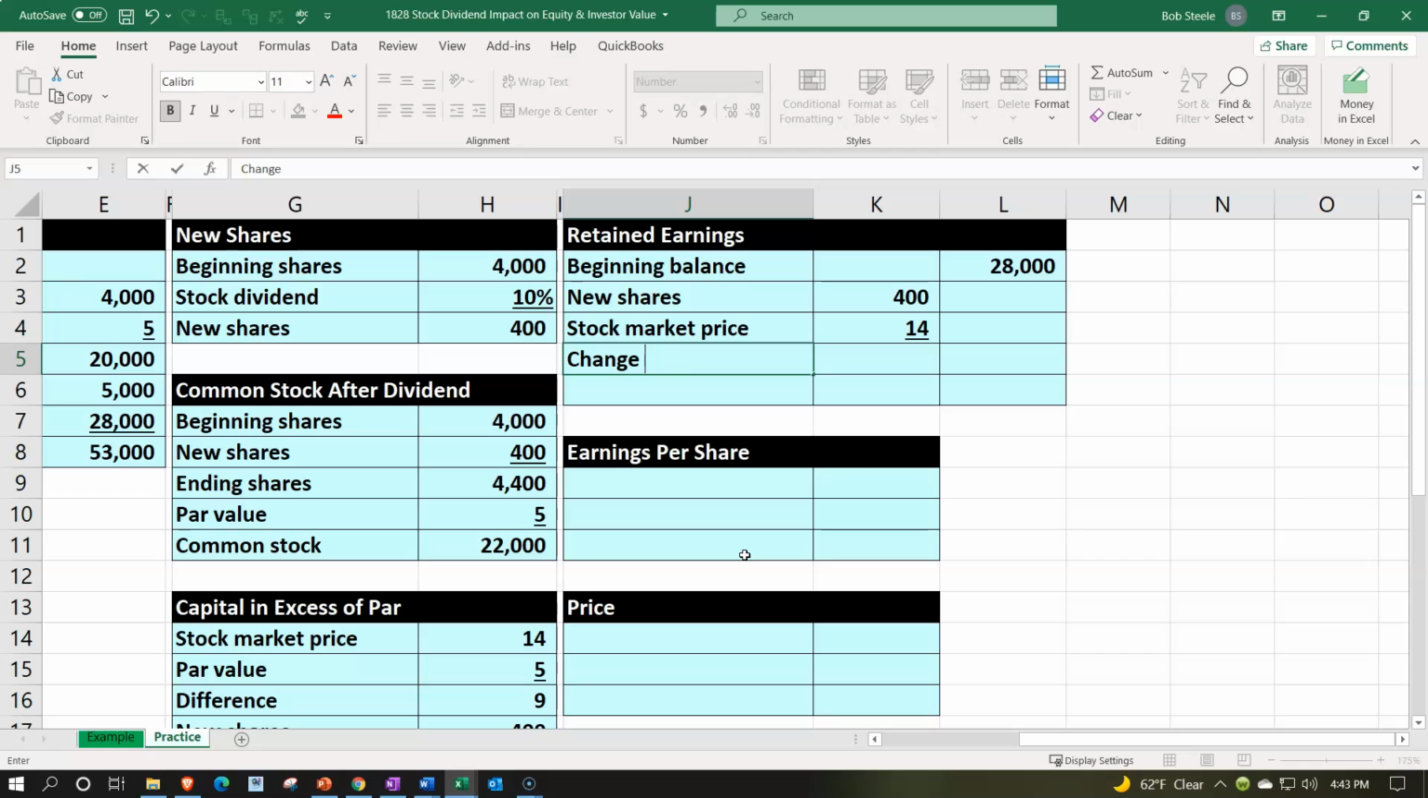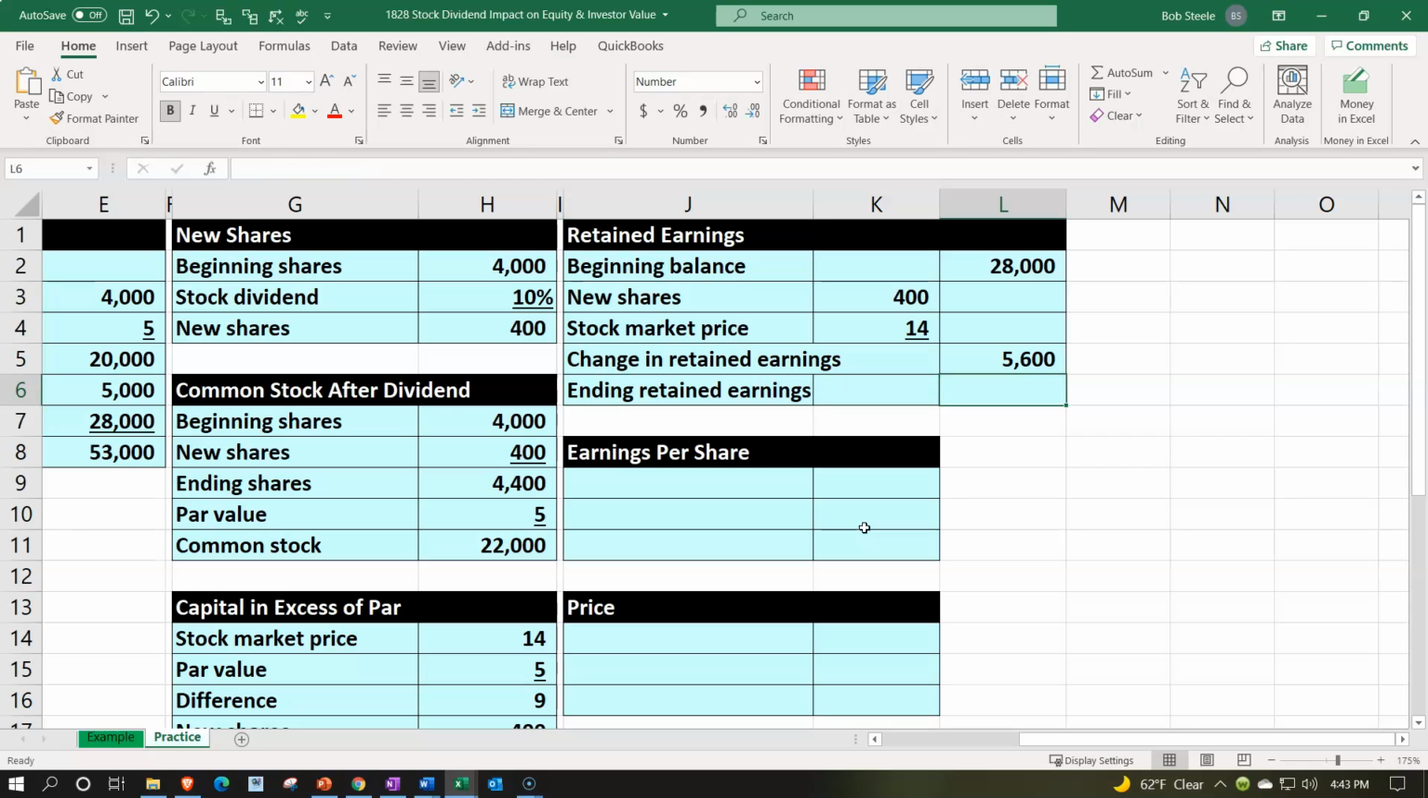So the change in retained earnings is going to be equal to the 4,000 times the $14, or the 5,600. That gives us the ending retained earnings, which are now going down because we're not retaining these earnings. We're giving them out. 28,000 minus the 5,600 is down to the 22,400. Font group and underline. Okay, so now I'm going to change the equity section.